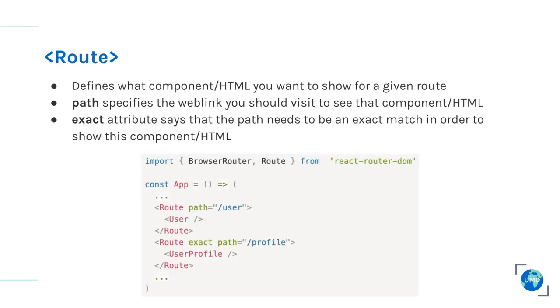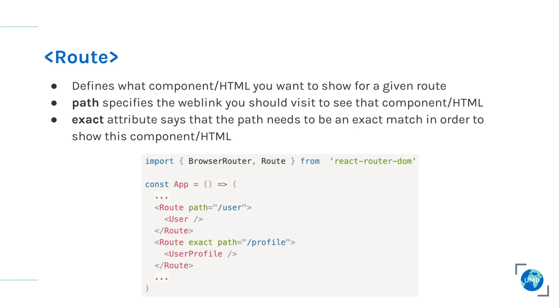Okay, so the next thing is called route, which is again a part of the React Router DOM package. It helps you basically create specific paths that can lead to separate components or separate pages within your React app. It takes in two things. It could technically take more, but for our sake, we can just consider path and exact. Path is an argument that specifies the web link you should visit to see that component or HTML code that is within that.